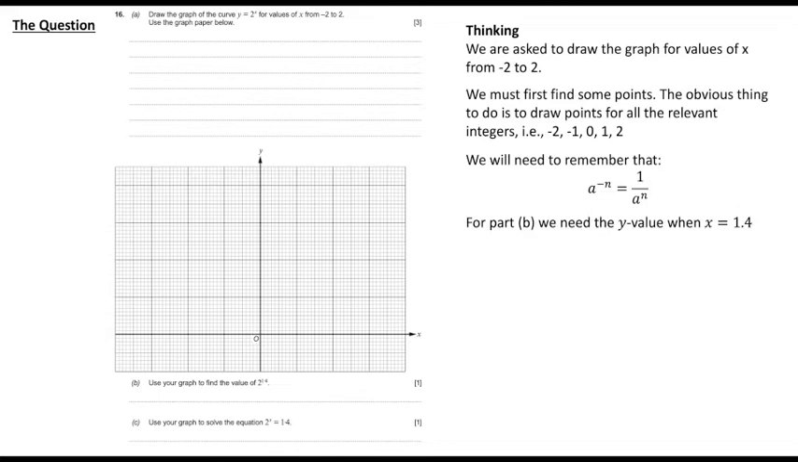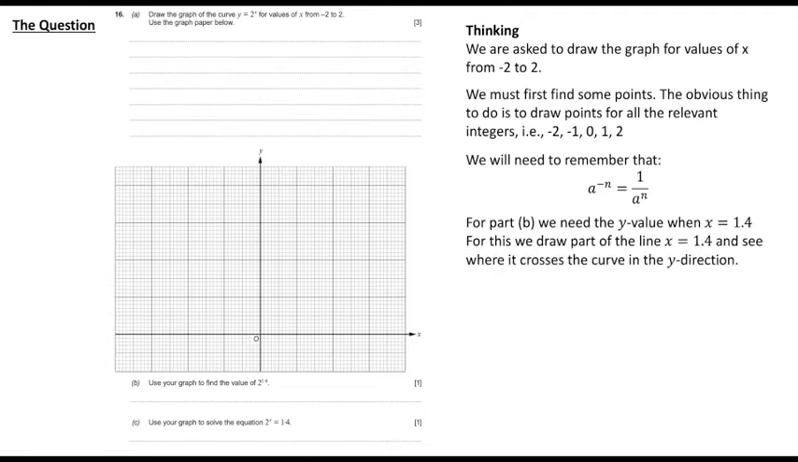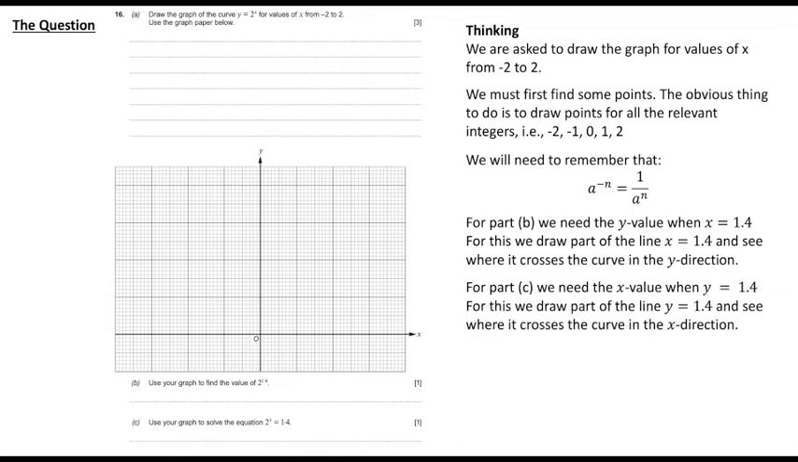Okay, for part B, we need the y value when x is equal to 1.4, because our curve is y equals 2 to the x, so 2 to the 1.4 means we're putting an x value of 1.4 in. And for this, we will draw part of the line x equals 1.4, see where it crosses the curve in the y direction, and proceed from there. For part C, it's sort of the other way round. We need the x value for when y is 1.4, so we'll draw a line y equals 1.4 and see where it hits the curve in the x direction.